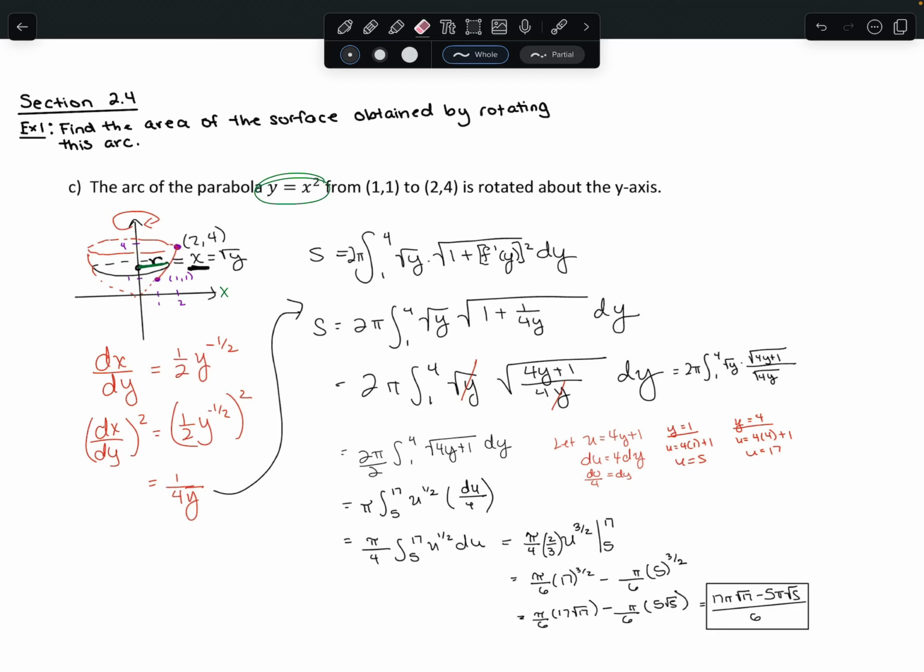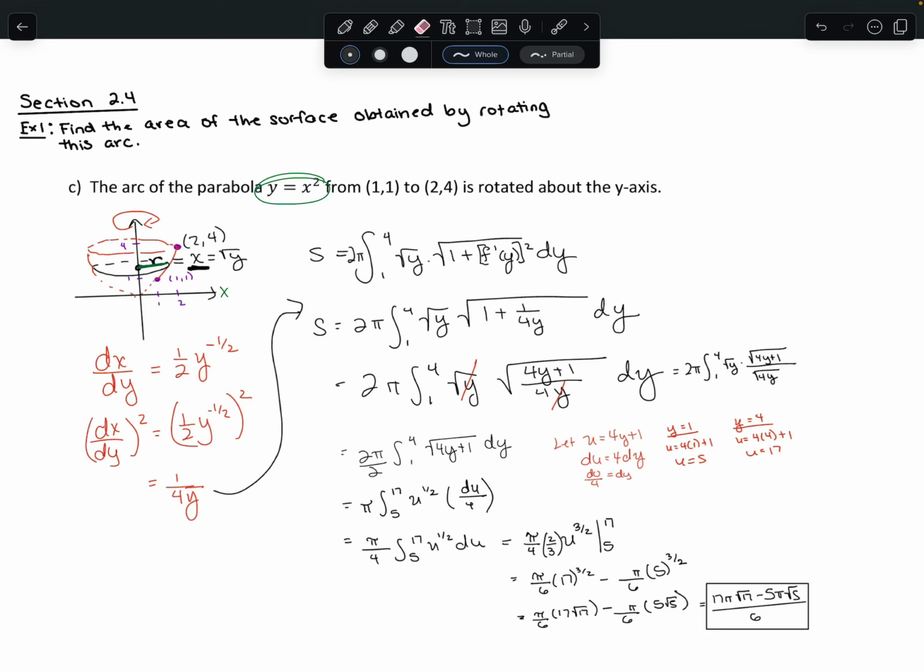I'm trying to remember what problem number it is. I think it was problem number 12 maybe. Anyhow, I'm going to show you a different way to find the surface area using one of the examples you already saw in class. This is from section 2.4, your class notes, and this is example 1, part C. We already did it, so you have it in your notes if you want to follow along.